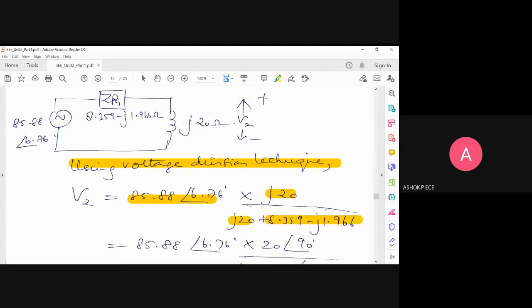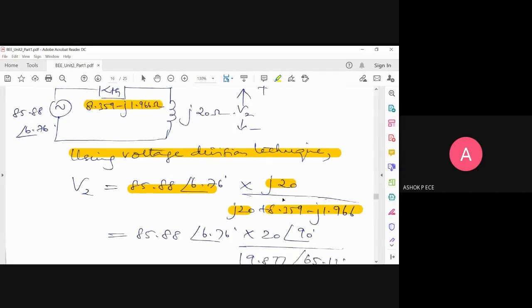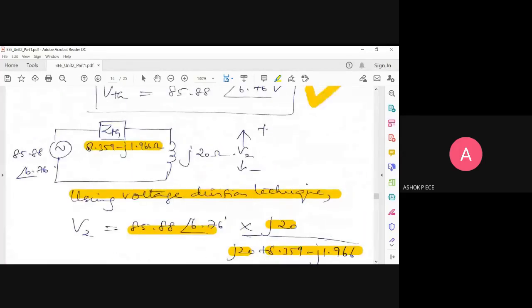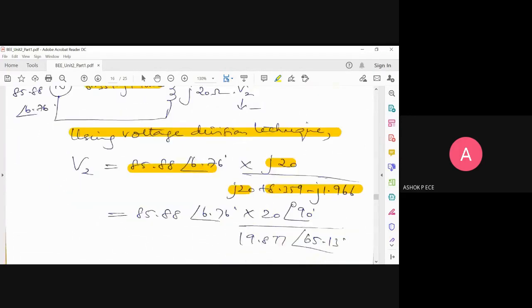Whenever you write ZTH in the diagram, you should always use complex number format only. Whenever you do simplification, you have to convert it into polar format. So in the diagram I have written 8.359 minus J1.966, but when I use this inside my calculation, I'll be converting that into polar and then proceeding. Okay.